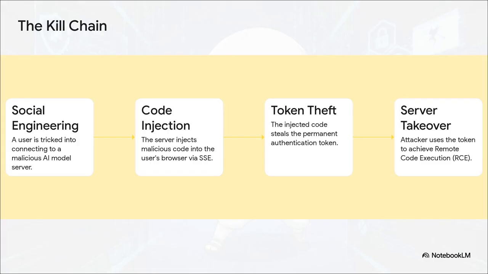The attack follows a really clear four-step kill chain. It all starts with some basic social engineering, tricking a user into connecting to a malicious model that's disguised as something awesome, like a free GPT-4 alternative. Once that connection is made, the model injects its code, steals the user's permanent auth token, and if that user happens to be an admin with the right permissions, it is game over. The attacker gets full control of your server.